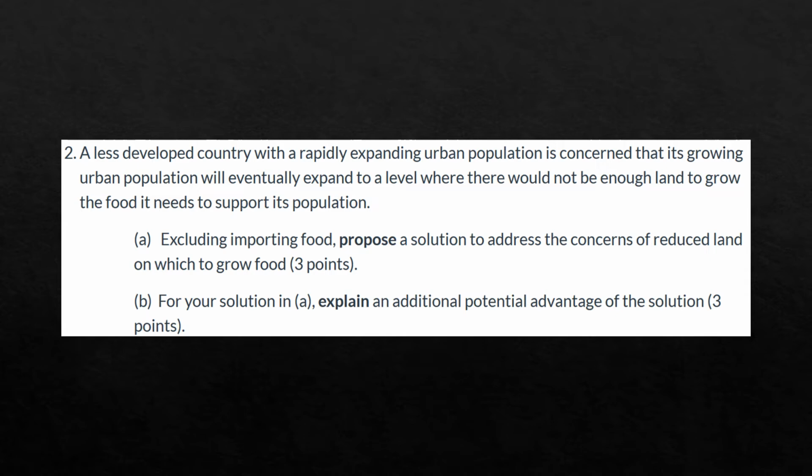Number 2. A less developed country with a rapidly expanding urban population is concerned that its growing urban population will eventually expand to a level where there would not be enough land to grow the food it needs to support its population. A. Excluding importing food, propose a solution to address the concerns of reduced land on which to grow food. B. For your solution in part A, explain an additional potential advantage of the solution.